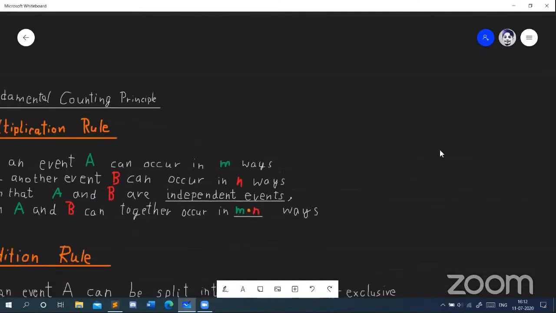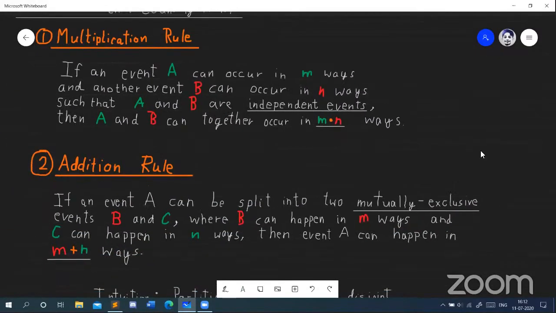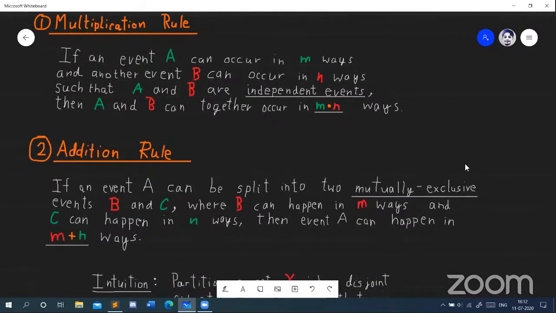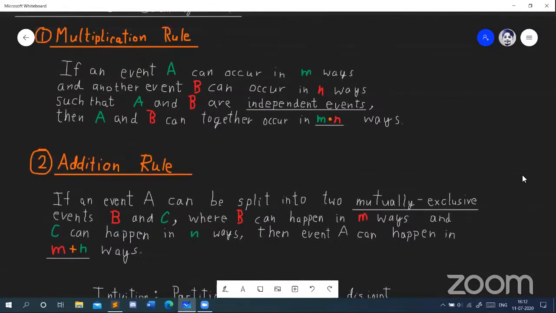All right. So now we come to the addition rule, and this is again saying that if I have an event which can be split into 2 disjoint, and actually exhaustive, events, where one of them can happen in m ways and the other can happen in n ways, then the event can overall happen in m plus n ways.